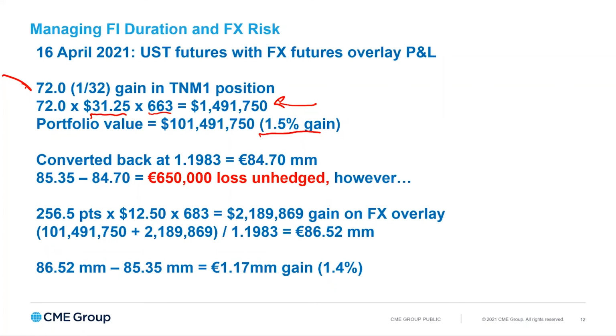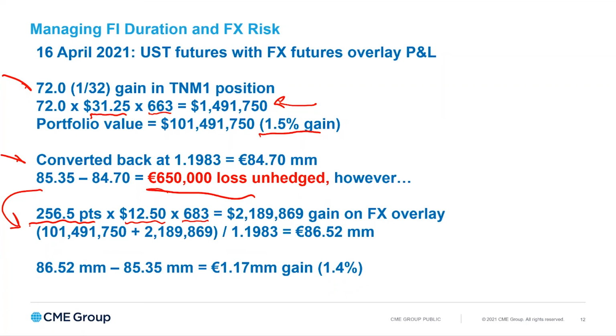There could be some slight steepening to the yield curve here. Again, these are details that would be covered in a deeper dive. If we convert that back, like we did with the cash example, into euros, you can see a loss of 650,000 euros unhedged. However, we created that currency overlay using the Euro FX futures. That also rallied by 256.5 index points in the futures contract at $12.50 a point on 683 futures contracts, creating a just slightly greater than $2 million gain.